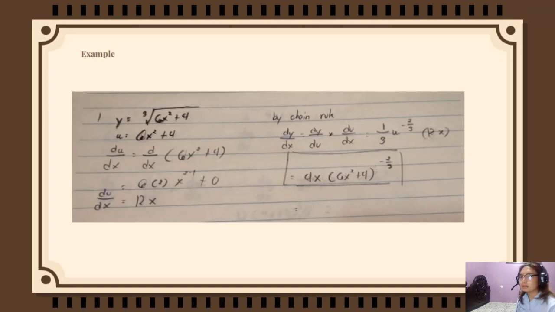Ngayon, ano ba u natin? Di ba yung u natin? Ito. Yung u natin na to, ito siya, di ba? So, ikakopy lang natin to. Substitute natin siya kay u. Then, therefore, ito na, yung negative 2 all over 3. Ayan na. Okay, so, our final answer is this: 4x times open parenthesis 6x squared plus 4 close all raised to negative 2/3.